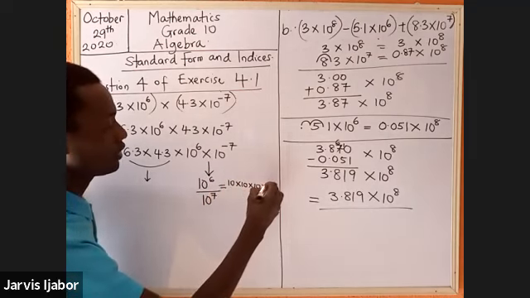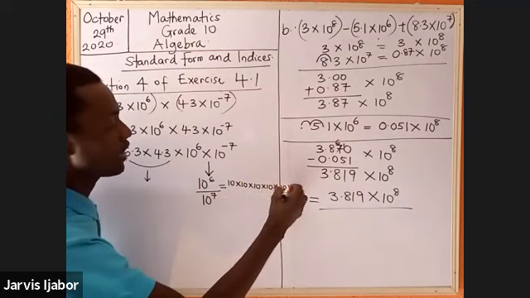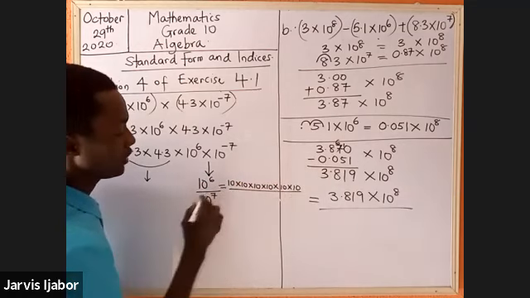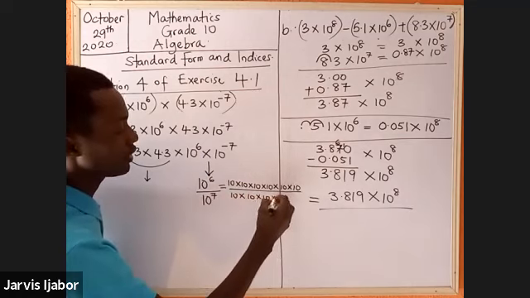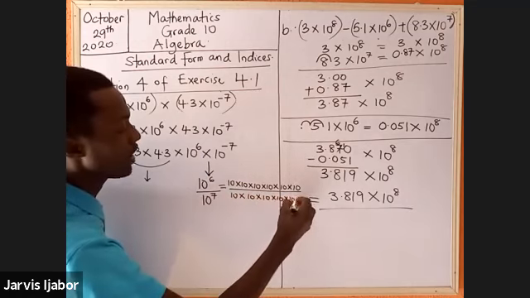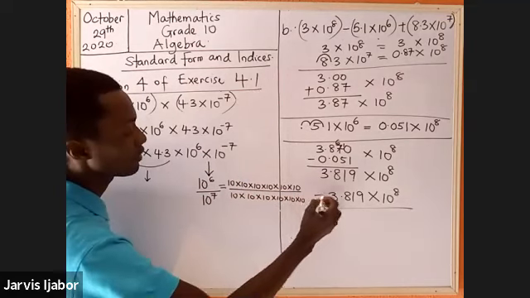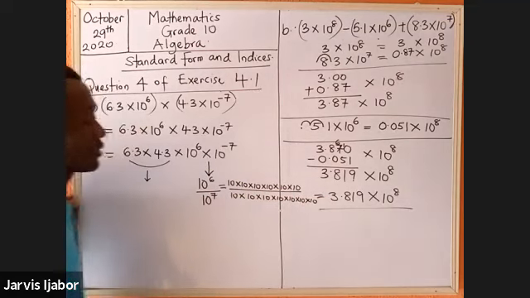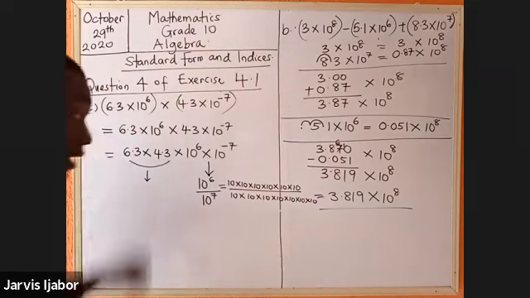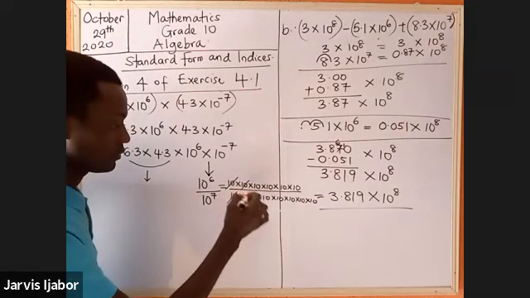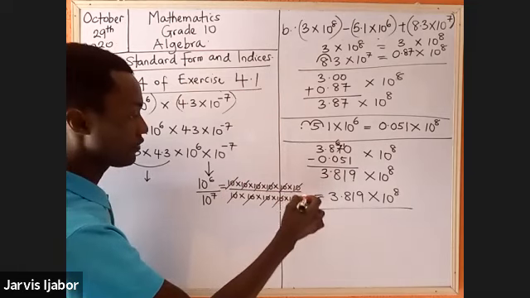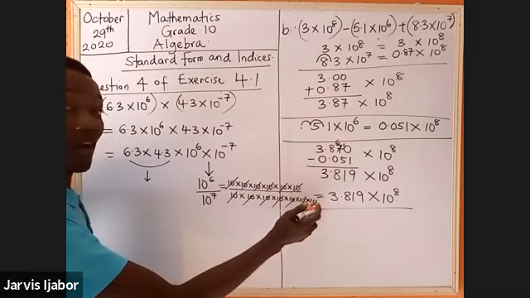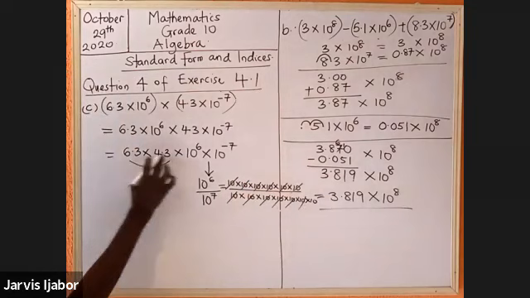2, 3, 4, 5, and 6. This will mean 1, 2, 3, 4, 5, 6, 7. So let's cancel them out now. 2, 3, 4, 5, 6. So we're left with what? 1 over 10. So let's multiply this.